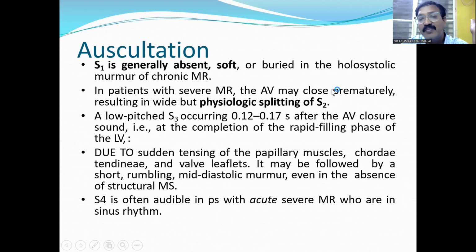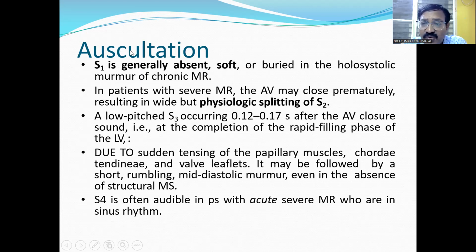With pulmonary hypertension, P2 may be loud, and there may be physiologic splitting of S2. An S3 gallop occurring 0.12 to 0.17 seconds after aortic valve closure, at the completion of the rapid filling phase, may occur. S4 is audible and most commonly present only when the patient has acute severe MR in sinus rhythm. So S3 may be there, S4 may be there in acute severe MR in sinus rhythm.